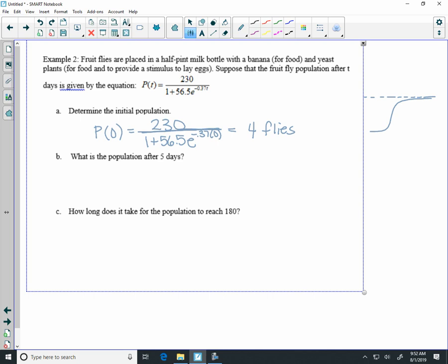What's the population after 5 days? Once you have that in your calculator once, you can just go back and edit, and you can do it faster than I can write it. Again, the 0 up there and the 5 down here still mean they need to be in the exponent. I would definitely use parentheses there. And here, once you put that in, you should get 23 flies.